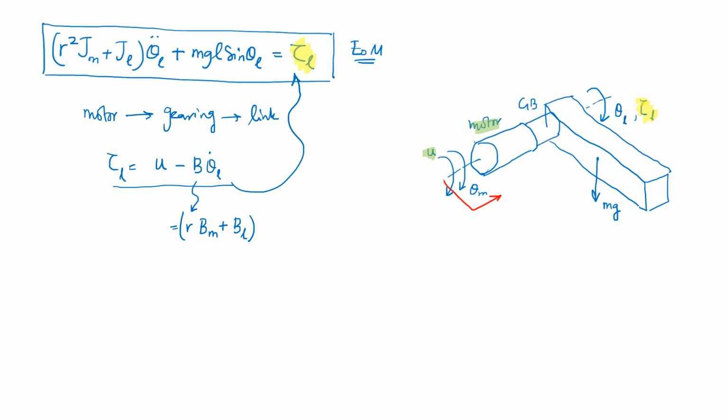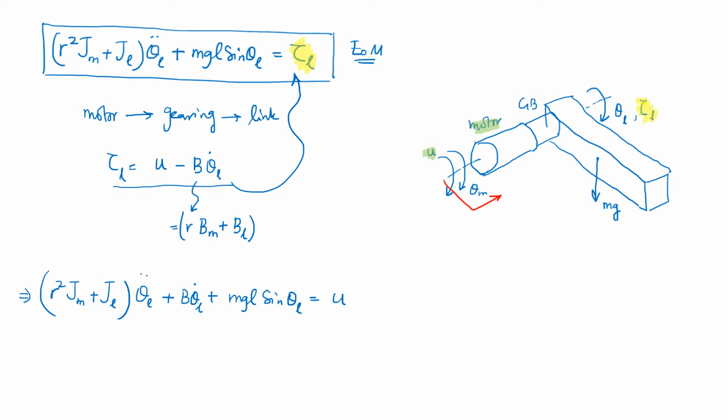So when you do that, that is going to be something like this, that you have R squared Jm plus Jl, which is the total moment of inertia times theta L double dot, and then you can have this minus b theta L dot taken on this side, so this is going to change the sign, b theta L dot is going to be placed over here, plus then you have mgl sine of theta L. So this is going to be equal to the motor torque.